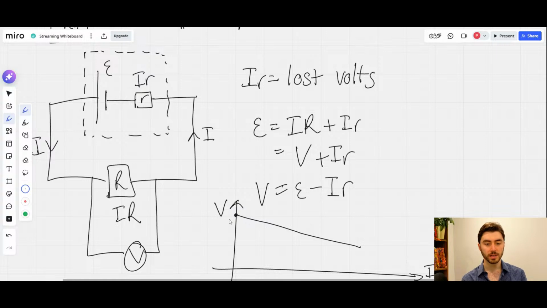Where the intercept would be the EMF, the true EMF, which you can measure by attaching a voltmeter to the cell without any circuit connected, just in isolation. And the gradient would be minus the internal resistance. So by plotting this graph of V against I, you can work out both the EMF and the internal resistance.